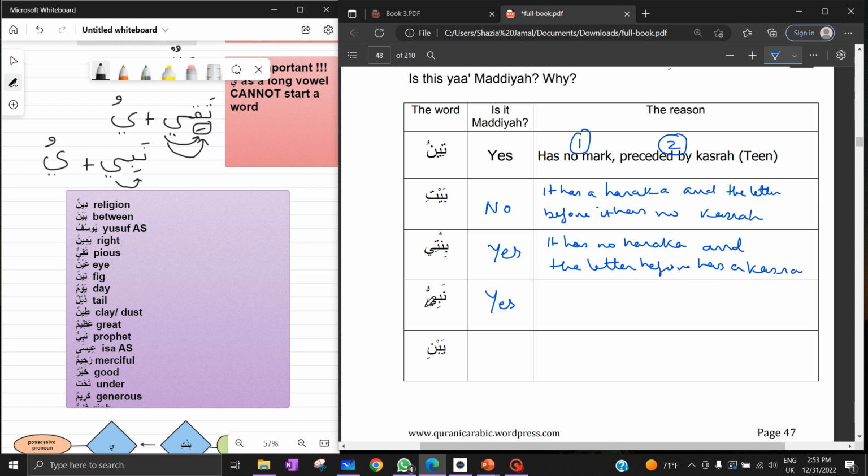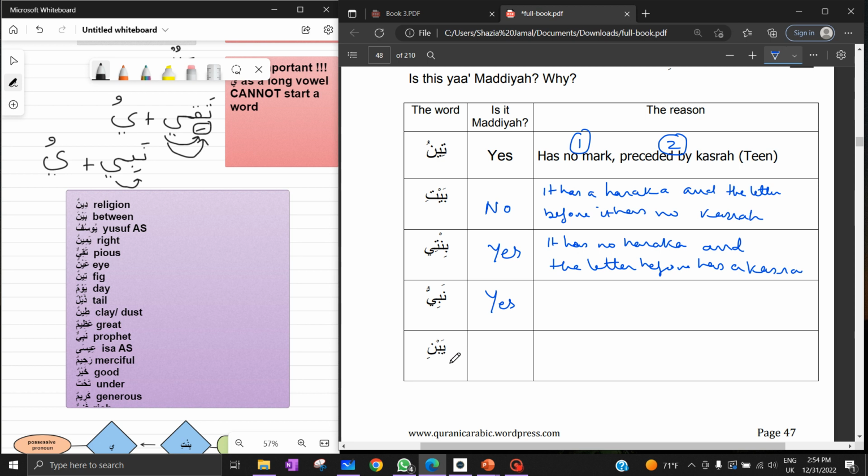Since this ya has a shadda, that means two yas are overlapping. You need to break it down like this and then see whether this ya has a sukun or not. If in this case it had a kasra before it, that means it's a long vowel ya. And some words do not have a kasra before it, then you need to say no, just like in this case the letter before ya does not have a kasra, it has a fatha, so you need to give your reasons. Yes, and you need to give your reasons that it has no haraka and the letter before has a kasra.